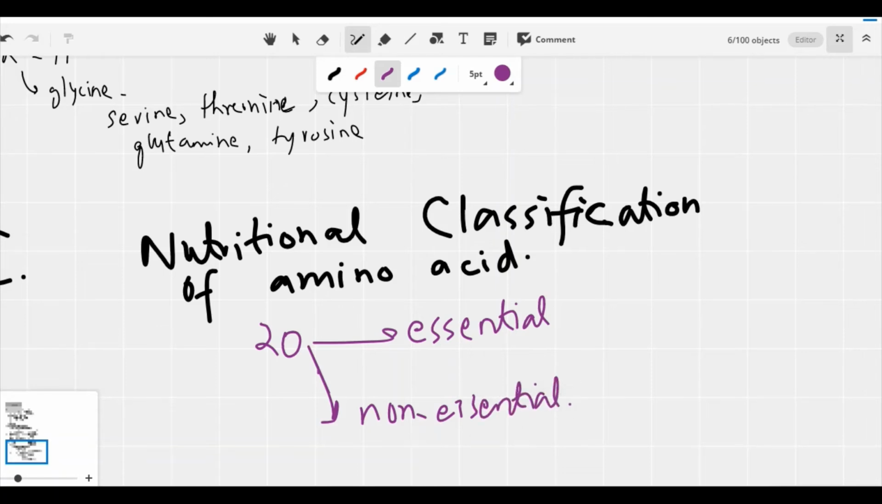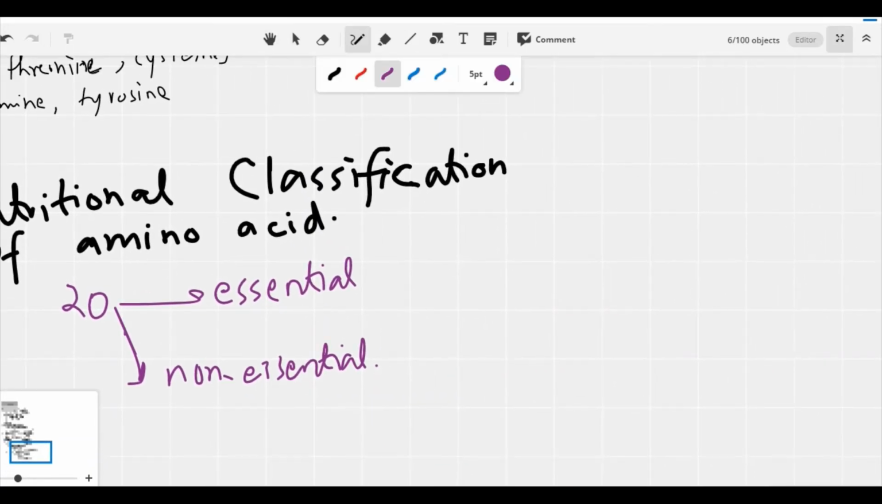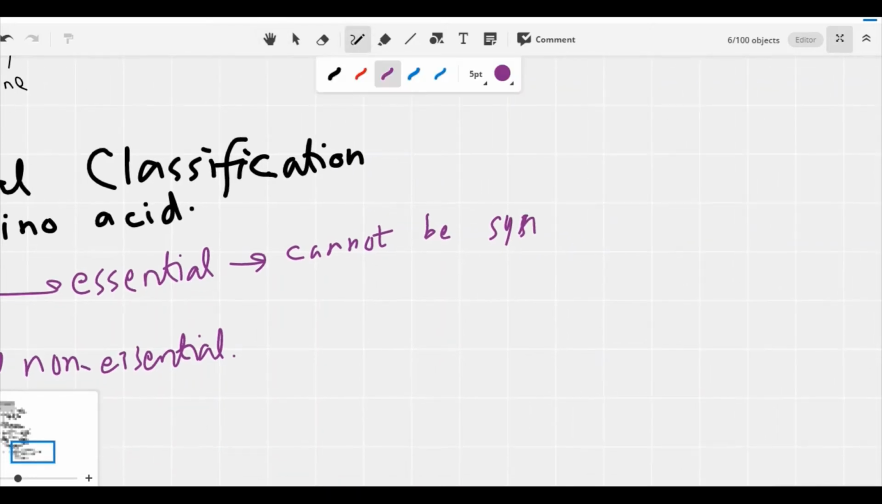Remember that essential amino acids are those amino acids which cannot be synthesized by the body. While the non-essential ones can be synthesized by the body.